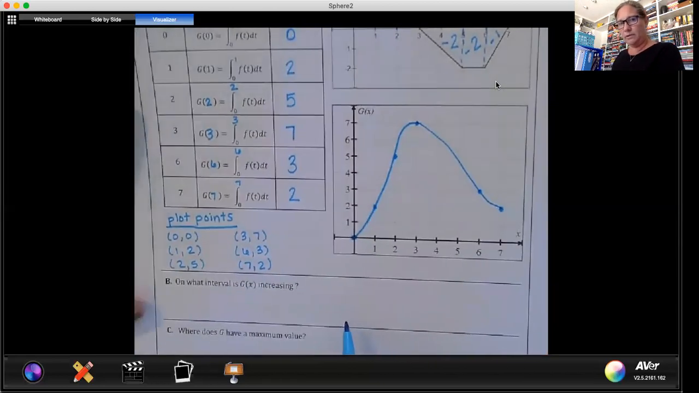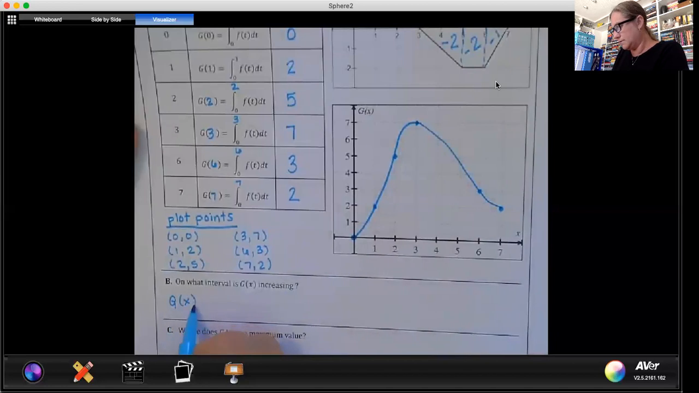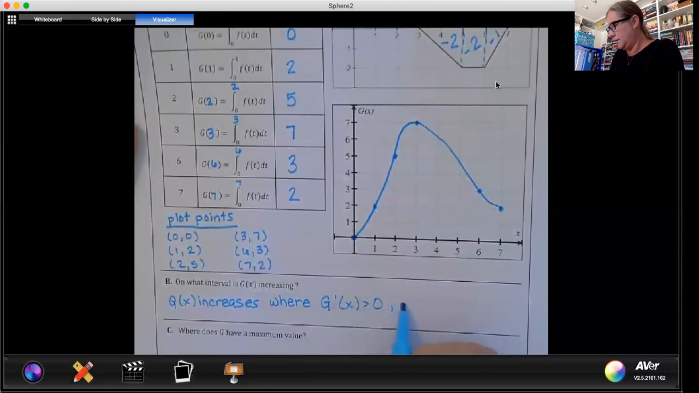So on what interval is g of x increasing? It's increasing from 0 to 3. So g of x increases where g prime of x is greater than 0, and this is on 0 to 3.